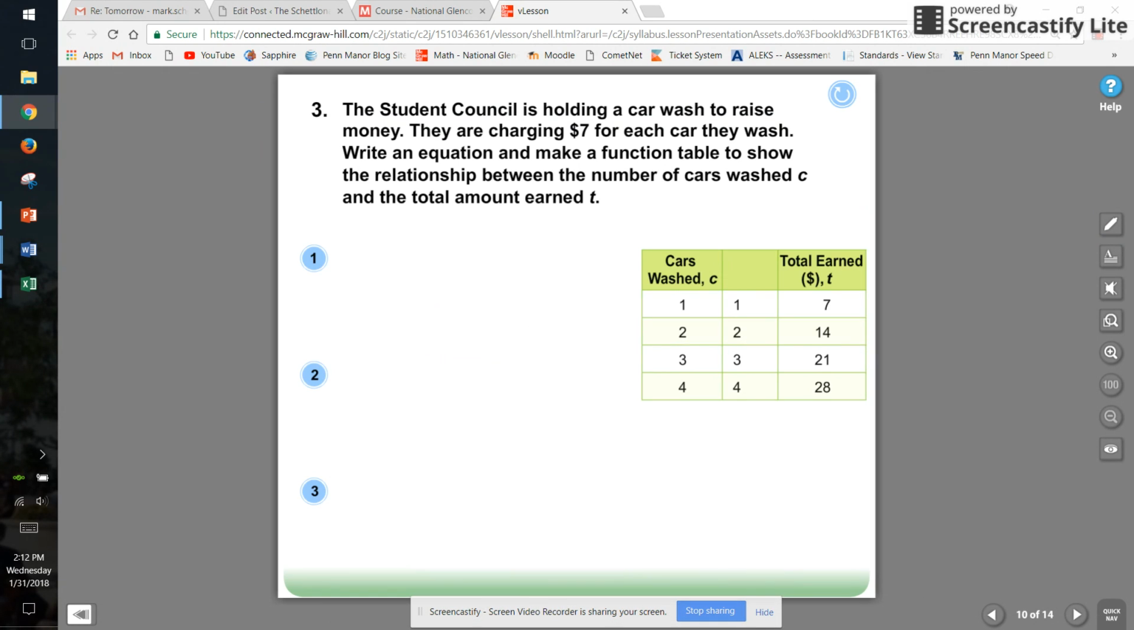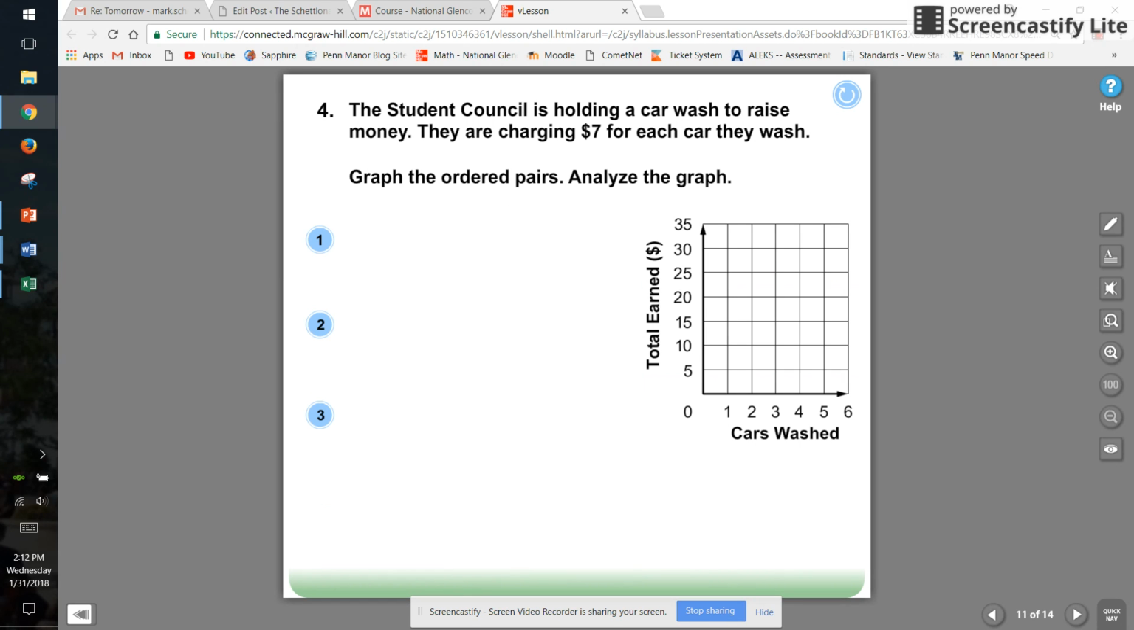One more example, and then I'll cut you loose. Student Council is holding a car wash to raise money. They're charging $7 for each car they wash. Graph the ordered pairs. Analyze the graph.